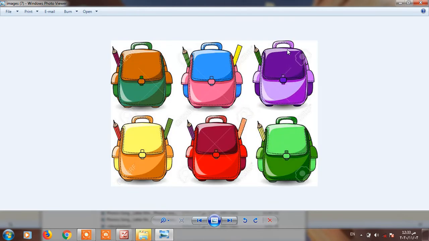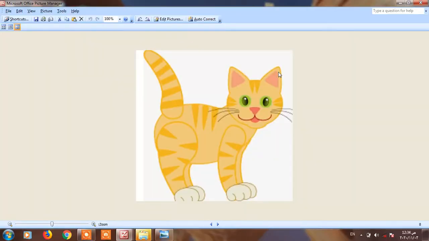Look, KG1. How many bags are there? Let's count. One, two, three, four, five, six. So we use there are six bags. Good. Look. How many cats are there? Let's count. Only one. So we use there is one cat.